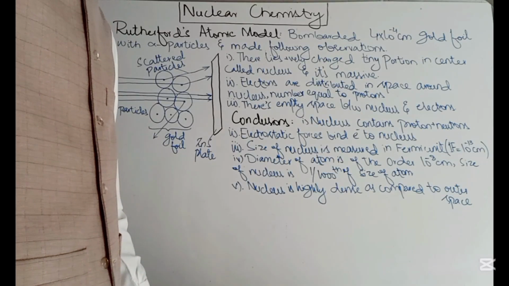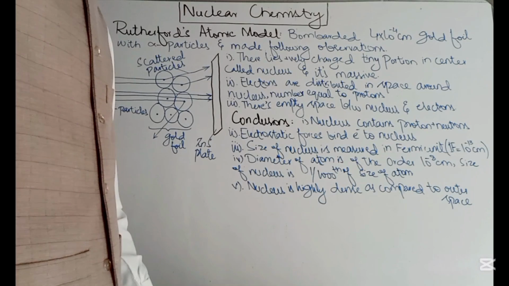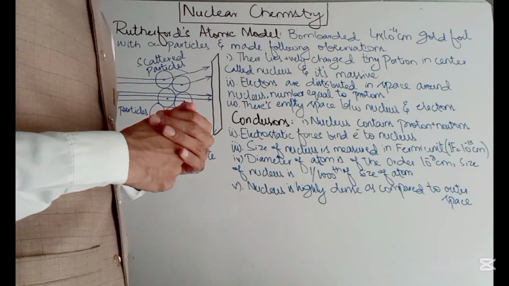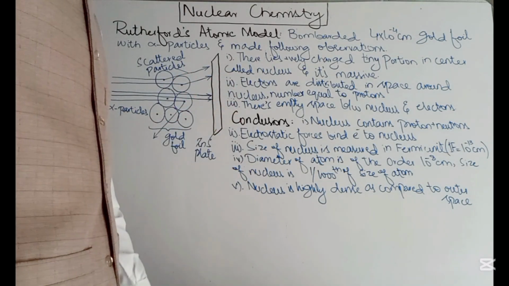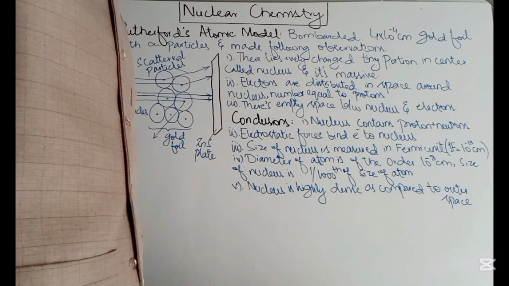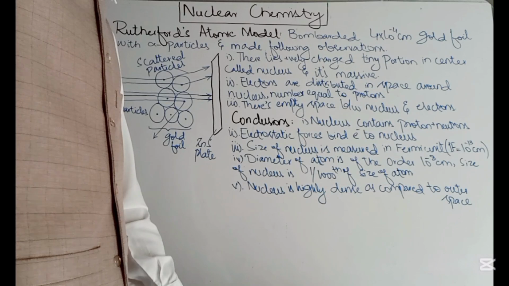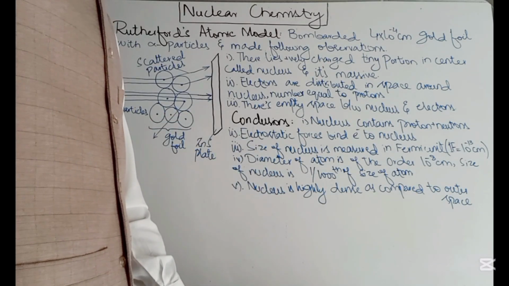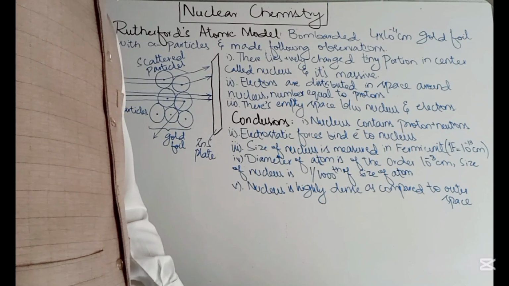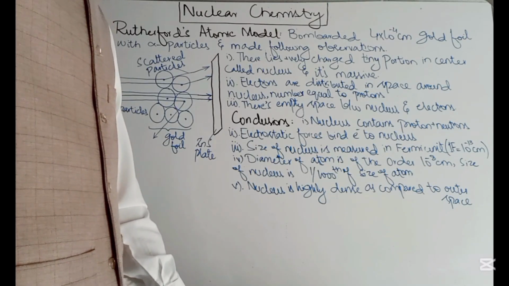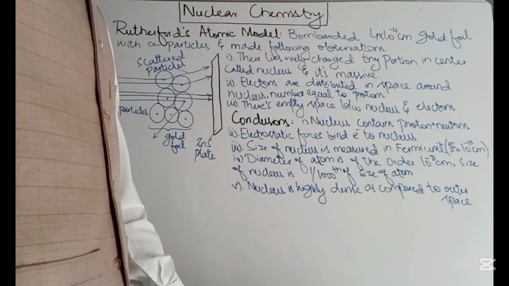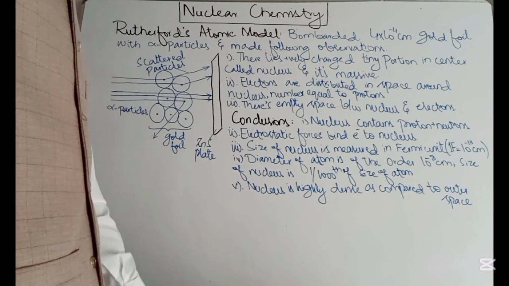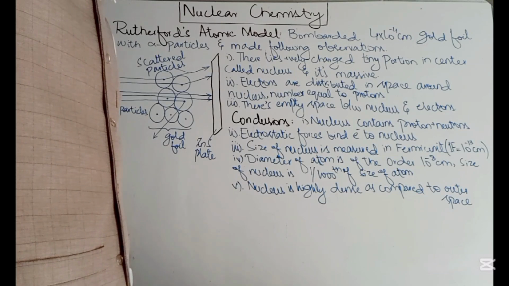You are watching Study with Sheraz, and in today's lecture we are going to talk about the Rutherford's atomic model. Basically we are studying nuclear chemistry. First of all, we have to understand what was the practical setting of the Rutherford's experiment, and then we will move toward the observations and conclusions. Rutherford bombarded the 4 × 10^-4 centimeter thick gold foil with alpha particles and made the following observations.